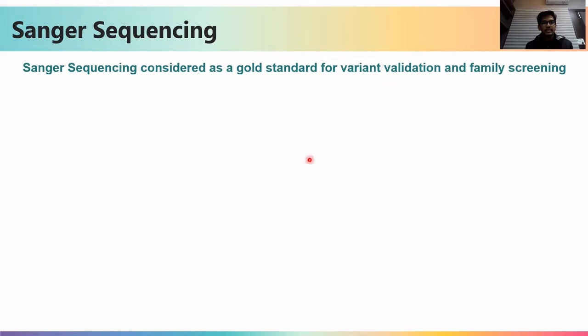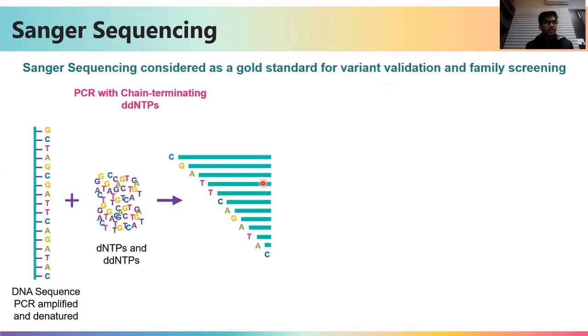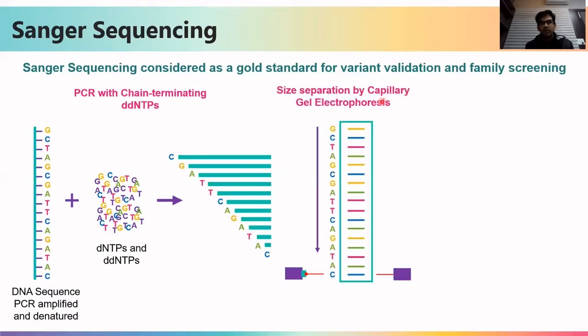Basically in Sanger sequencing, suppose we have a DNA and we want to identify its sequence. So we will perform PCR with chain termination with the help of ddNTPs. These ddNTPs will shear the DNA and tag the end of it with a nucleotide like cytosine, adenine, thymine. With the help of capillary gel electrophoresis, this sheared DNA will be separated depending on its size.